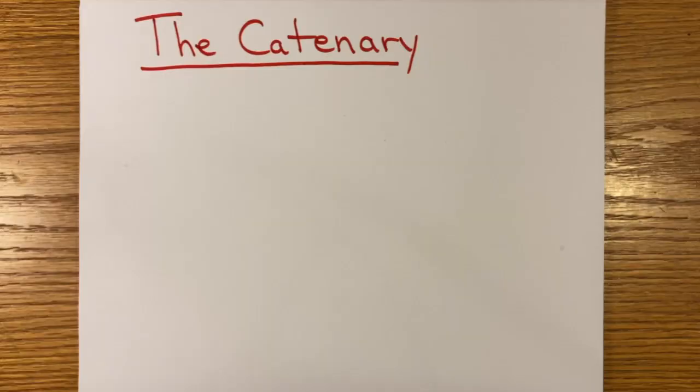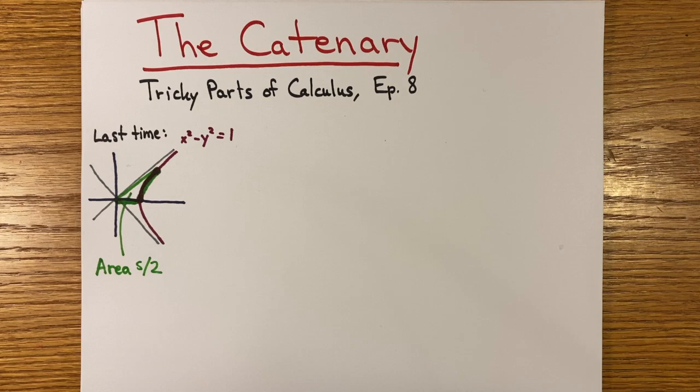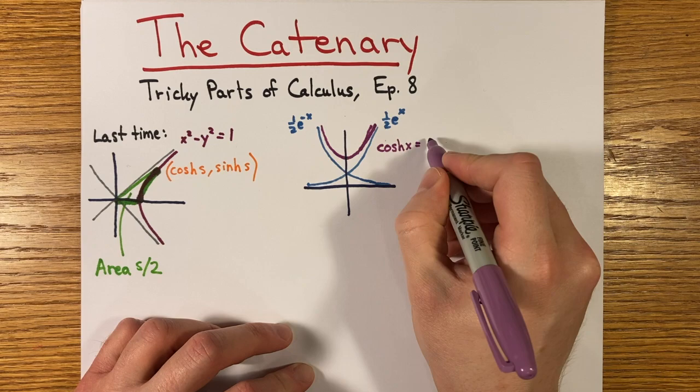What's up, everybody? Time for more tricky parts of calculus. In the last episode, I introduced the hyperbolic trig functions cosh and sinh in the most natural way, but a way that's almost never taught, as functions parameterizing the unit hyperbola by areas of hyperbolic sectors and derive their expressions in terms of exponential functions.